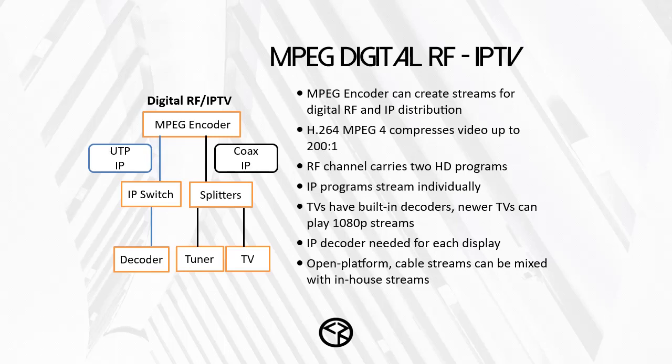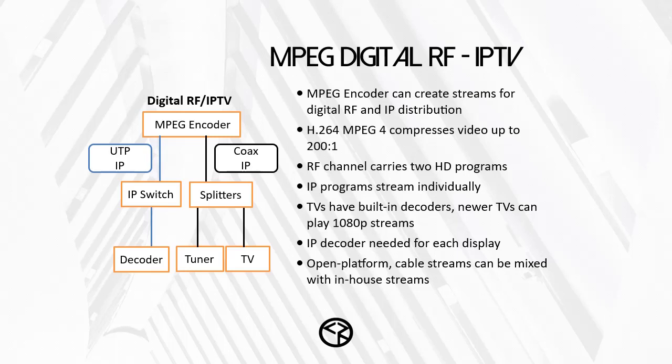For RF, TVs already have a built-in decoder. It comes free. TVs made in the past 2 or 3 years can also play 1080p as well as 720p and 1080i. For IP distribution, you need a decoder attached to each display, as TVs don't generally have a true commercial IP TV decoder inside.